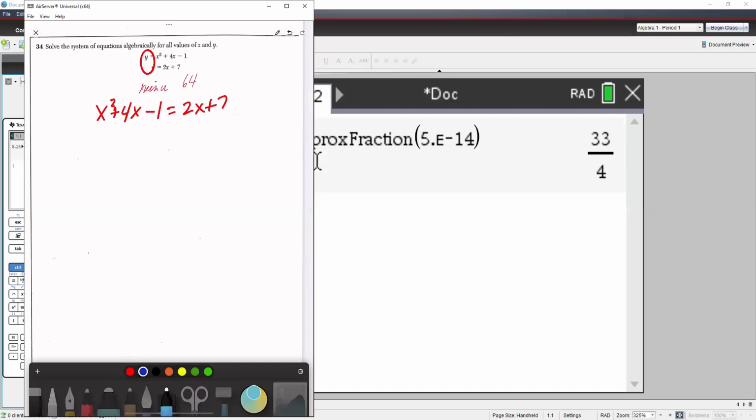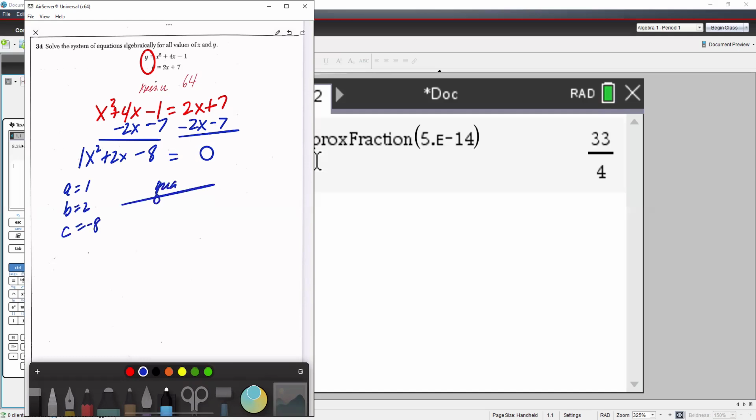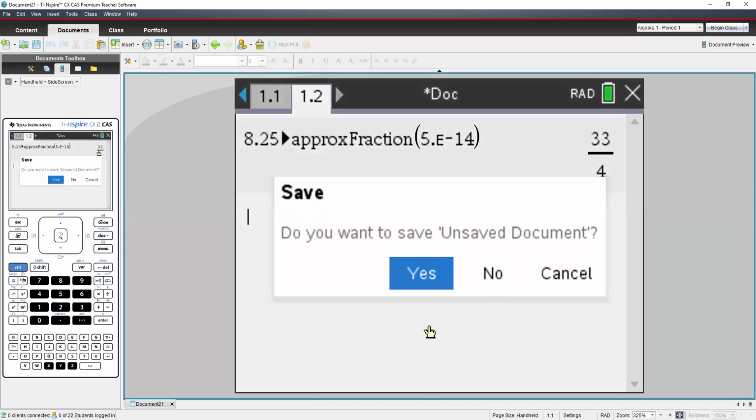And then we're just going to move everything over to the left-hand part of the equation because in order to use the quadratic formula, it has to be equal to 0. So this is going to be equal to 0. This is going to be 1x squared plus 2x minus 8. And all we're going to do is go A equals 1, B equals 2, C equals negative 8. Then we're going to use the quadratic formula. But what I'm going to do is I'm going to show you how to find the intersection, and then we're going to be done. So I'm going to go here, get rid of this.